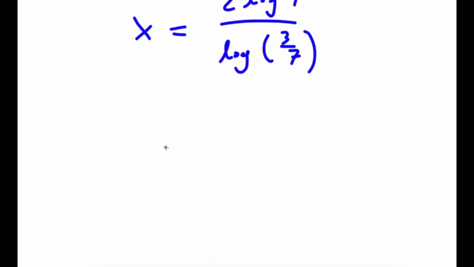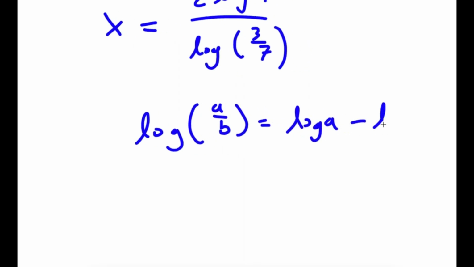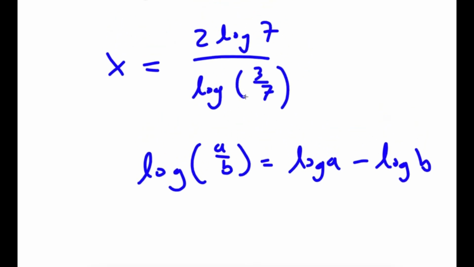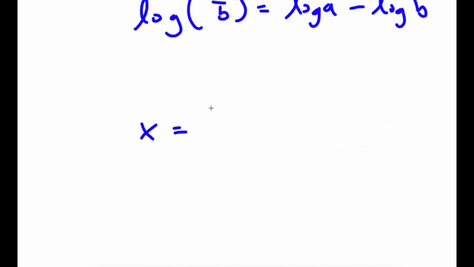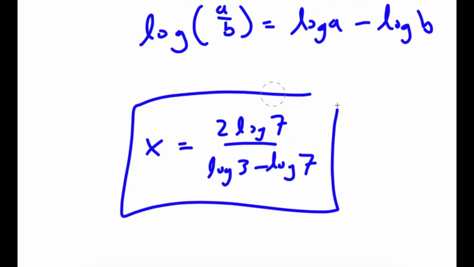Now, if I have something in the form log a over b, this is equal to log a minus log b. So log 3 over 7, that's going to equal log 3 minus log 7. So this is my answer.